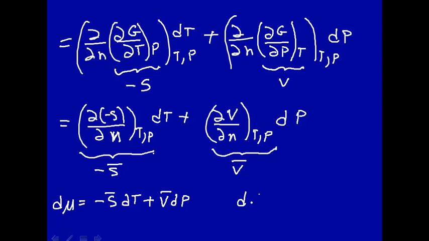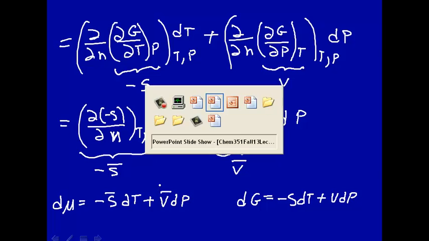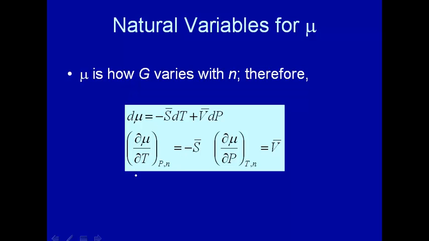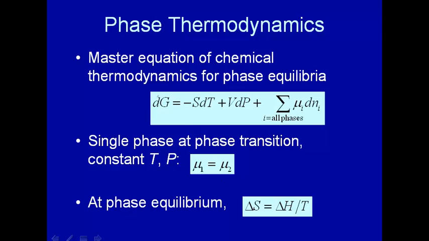If we contrast and compare what we did for delta G, remember dG is minus S dT plus V dp. So it's very similar, except that instead of entropy and volume, you have partial molar entropy and partial molar volume. Okay, so that's what is covered here. Interesting. So how chemical potential varies with temperature is minus the partial molar entropy. Same way with how chemical potential changes with pressure. Okay. Now, remember we said this was the master equation of chemical thermodynamics.